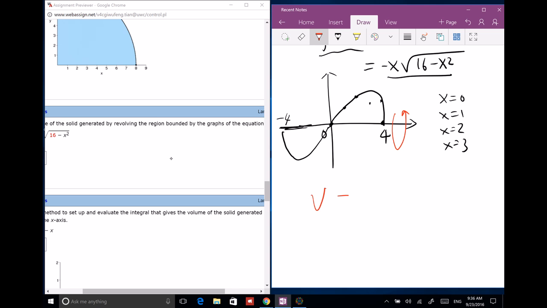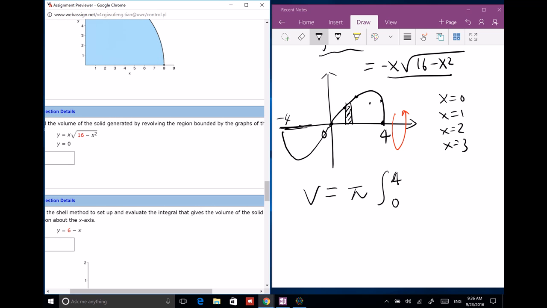So now my question is, what method are we going to use? Washer method, disk method, or shell method? So what method am I going to use? Could we just use the disk method and multiply it by 2? Yes, very good. Thank you. It's going to be V equals pi from, you can do from 0 to 4. Okay, 0 to 4.